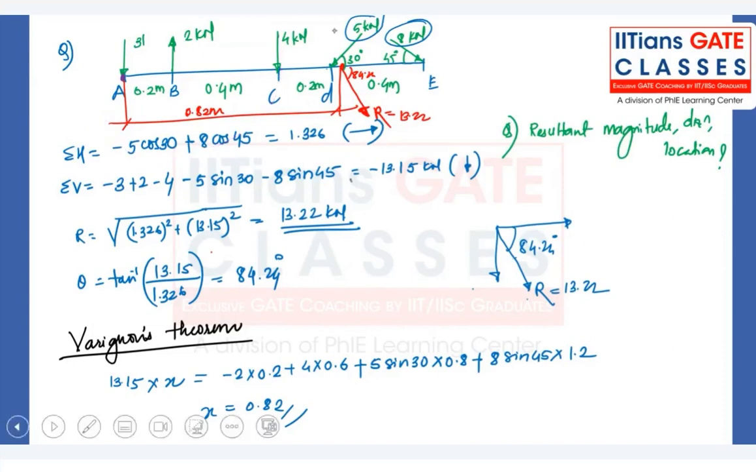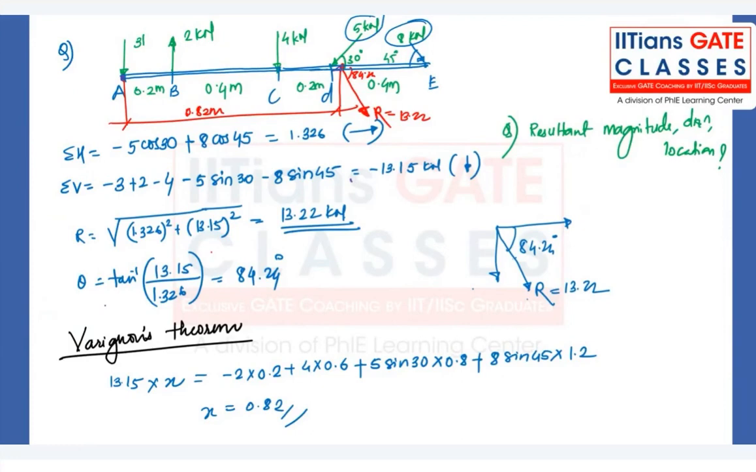Here, the components will look like this, right? Here also the components will look like this. So it will basically create clockwise moments only. I hope it is clear for now. Both 5 kilonewton and 8 kilonewton have a downward vertical component, and that is the reason it is creating a clockwise moment. Is it clear to everyone?